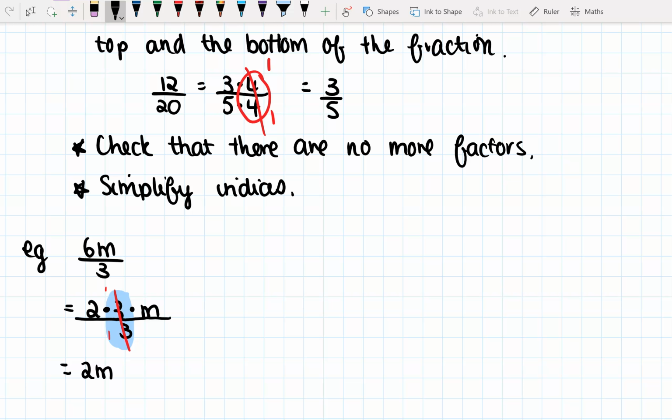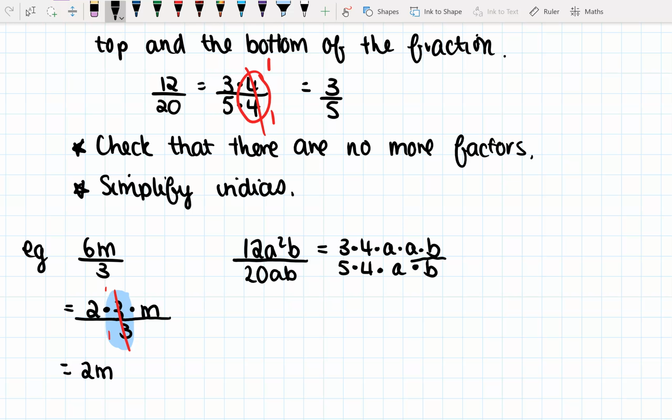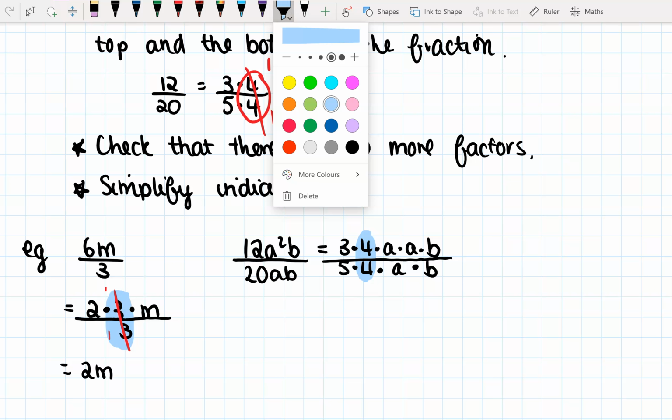We're going to do some slightly harder ones as well. Let's say that we have 12a squared b divided by 20ab. Luckily we just did the 12 and the 20, so that one's pretty easy. We know that's 3 times 4 times a times a times b, because a squared is a times a. 20 is 5 times 4 times a times b. With this one, you have to be a little more careful because we want to make sure that we don't cancel out too many terms. We have the 4 in both of them, that's the first thing, so we're going to be able to cancel that out.